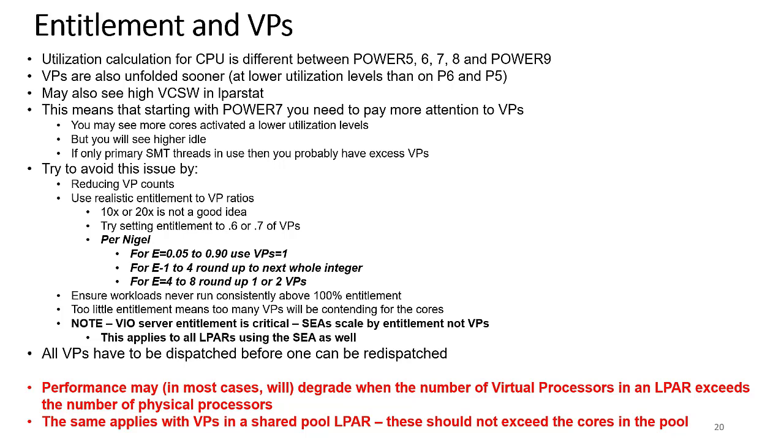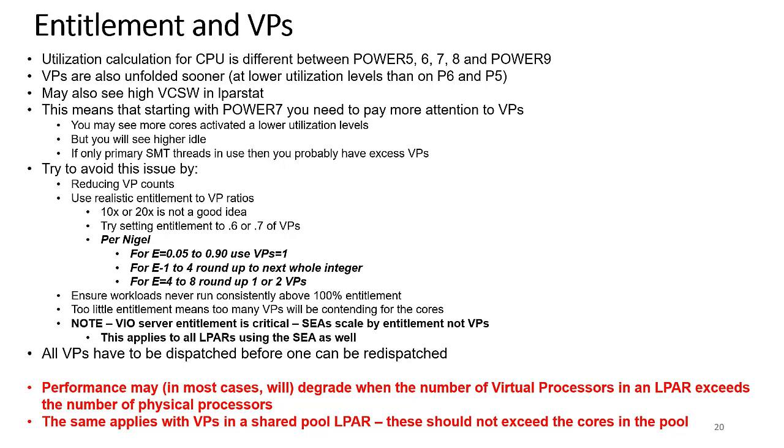What this means is that if you are on a Power 7 or higher, what you will see is more cores activated at lower utilization levels, but you may see higher idle time. And one of the reasons this happens is because they started using raw throughput mode. What raw throughput mode is, what I call a spread and stack.